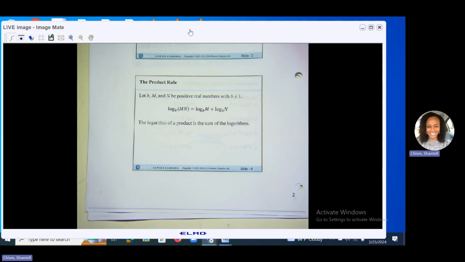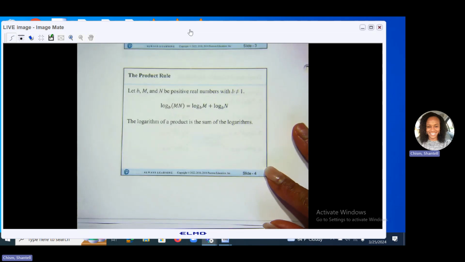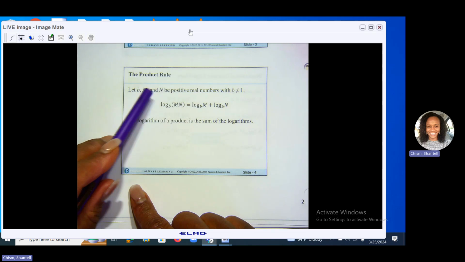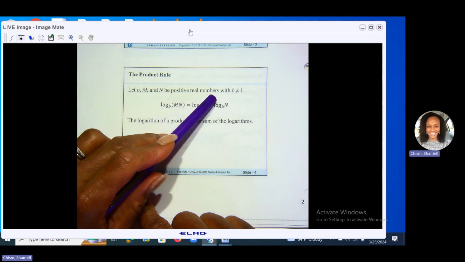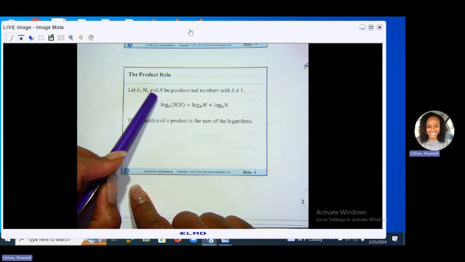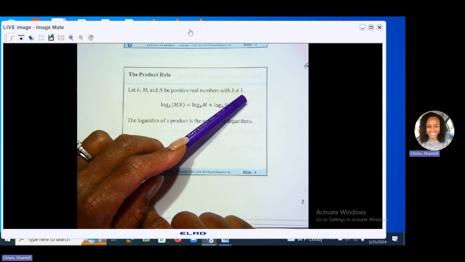So you know that we've got the product rule for exponential functions. Well, because logs are inverses of exponential, we have a product rule for logs. And let's examine that here. So this is where it says let b, m, and n be positive real numbers, because remember you can't take the log of a negative. So we understand that they're positive real numbers, and this is where b is anything other than 1.